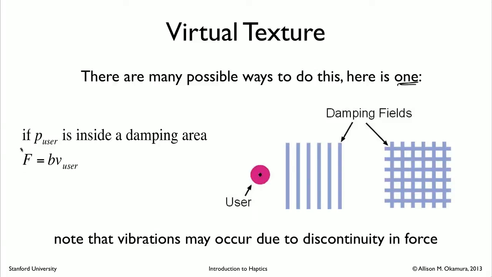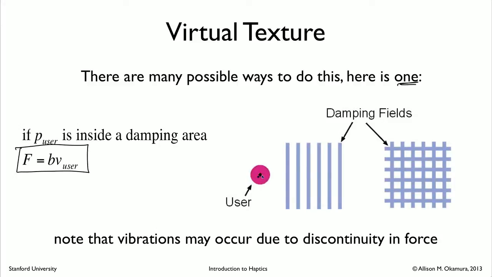So that damping equation was as follows: F equals BV. But now, instead of displaying damping all of the time, we say only render that if P user is inside the damping area. So if the position of the user is inside of the damping area, then we render this force. Otherwise, we don't render any force.